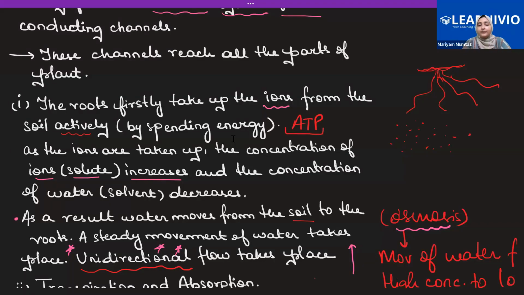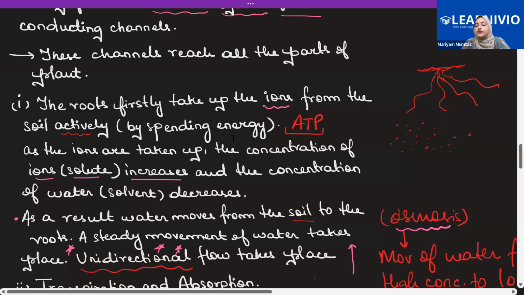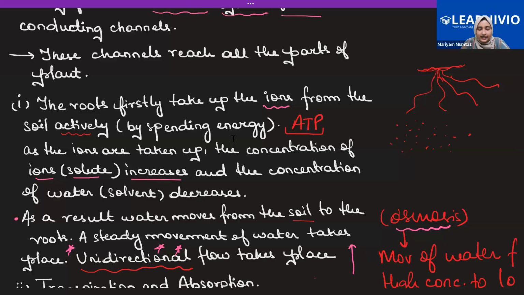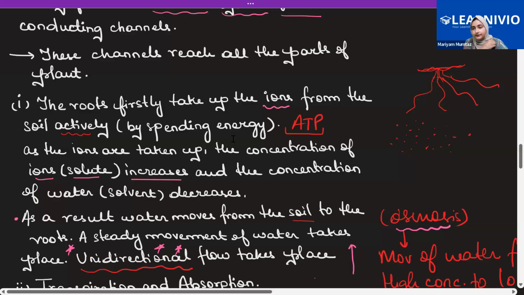So always remember one thing: when we are talking about the transportation that takes place through the xylem, it is unidirectional. It happens only in one direction. One direction means from where to where? Can you tell me? Roots to other parts of the body. Very good. From the roots to the different parts of the body.